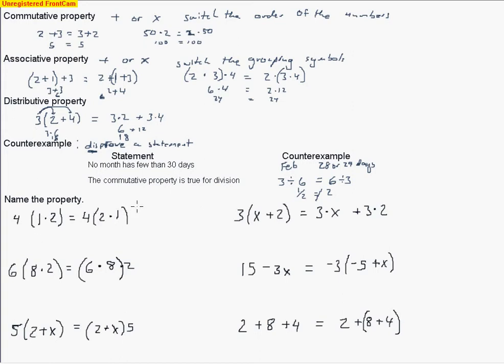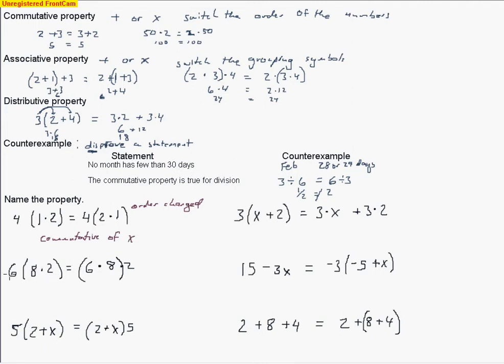And so since order changed, if you see order changing, that means we're dealing with the commutative property. And the commutative property is, in this case, of multiplication. So I'll put a little times sign there for that.